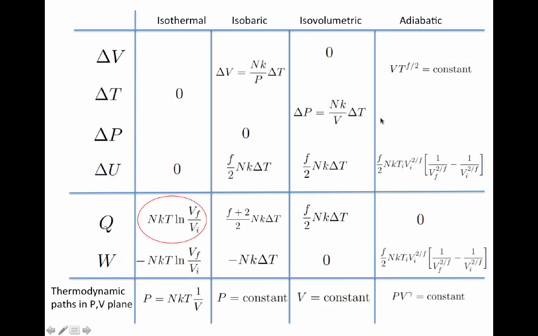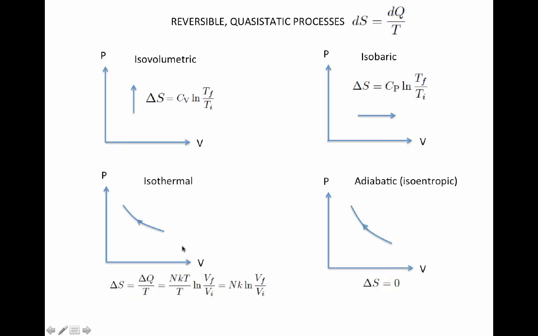Now, if you remember from this table that we encountered back in week 2, the heat flow into the system for an isothermal process is given by nkT times the logarithm of the final volume over the initial volume. So if we insert this into this formula here and cancel out the temperature, we get that the change in entropy is just nk times the logarithm of the final volume over the initial volume. We've actually already encountered this formula, and we've used it to prove that if a gas expands to twice its volume freely, without the temperature changing, then its entropy changes by nk log 2.